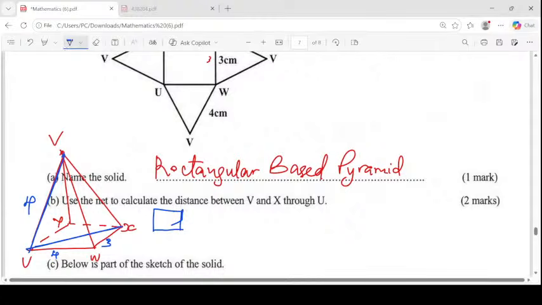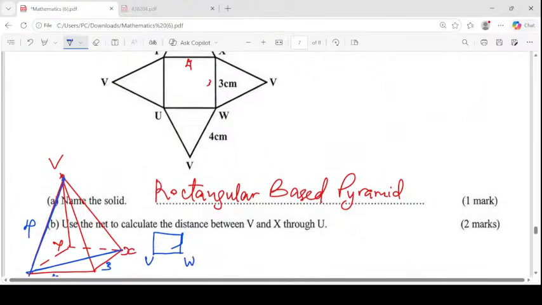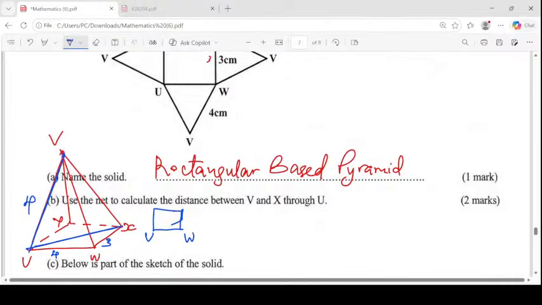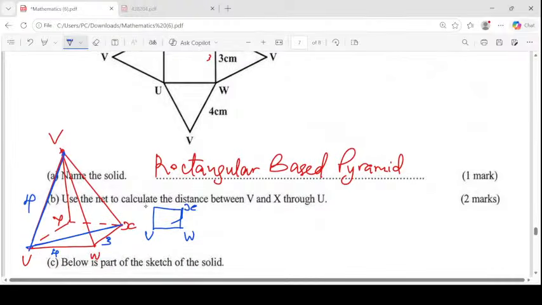So if this is u, this is w, x, y, and I want this diagonal ux, applying Pythagoras theorem, if this is 4, this is 3, ux will be given by 4 squared plus 3 squared, then you square root. So this is 16 plus 9, 25. The root of 25 is 5.